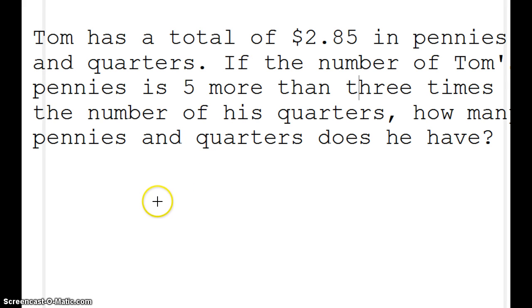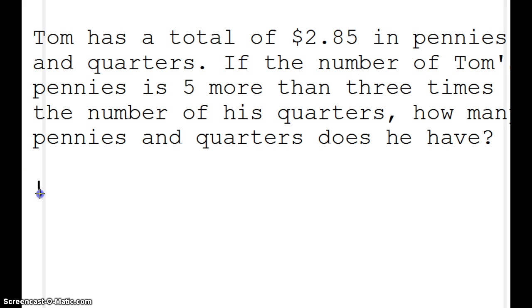Okay, in this particular case, my camera is not showing you the whole picture, so hopefully I can walk you through this. Tom has a total of $2.85 in pennies and quarters. If the number of Tom's pennies is 5 more than 3 times the number of his quarters, how many pennies and quarters does he have?